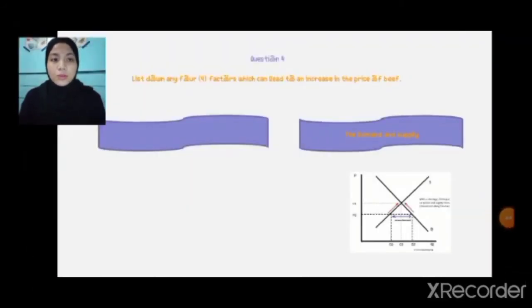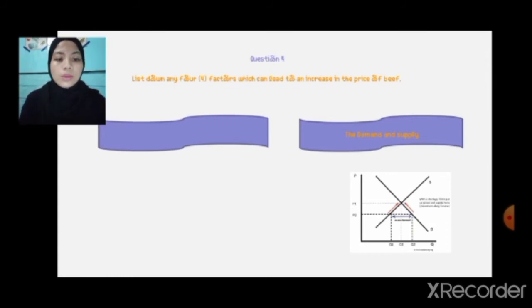Okay, Assalamualaikum warahmatullahi wabarakatuh. My name is Hafiza Binti Sidik, metric number A20A1863. I will present 4 factors which can lead to an increase in the price of beef. The factor which can lead to an increase in the price of beef is that demand increased and supply decreased. When supply decreased, the price of beef will rise above the equilibrium price. It will make only a small number of buyers able to afford the beef.